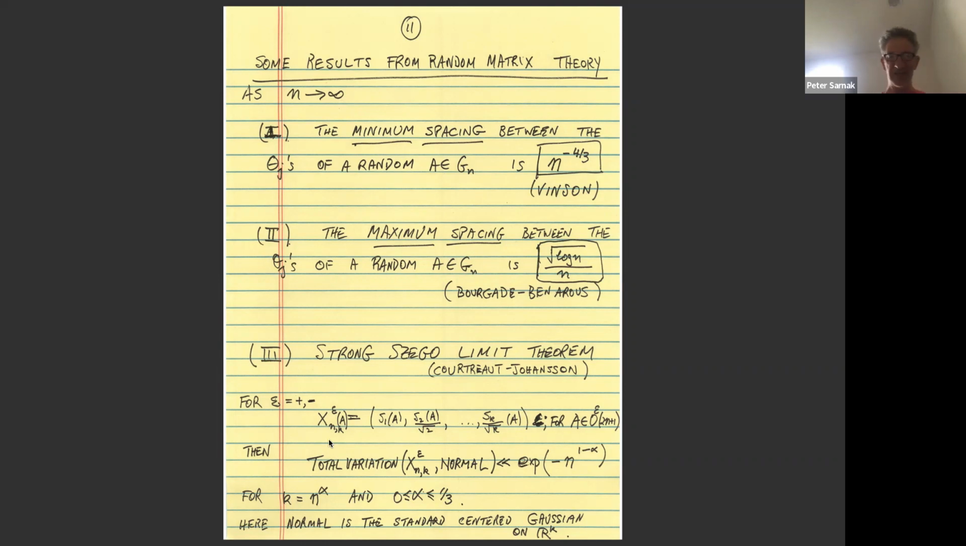This is an amazing theorem. It's called the Strong Szegő limit theorem. The first theorem of this type is due to Johansson. This is due to Johansson and a coauthor, and is just from last year.